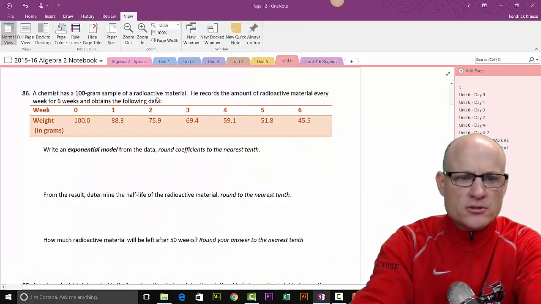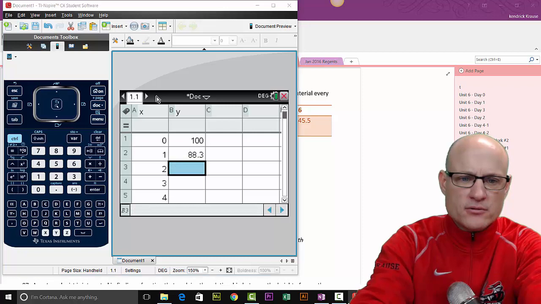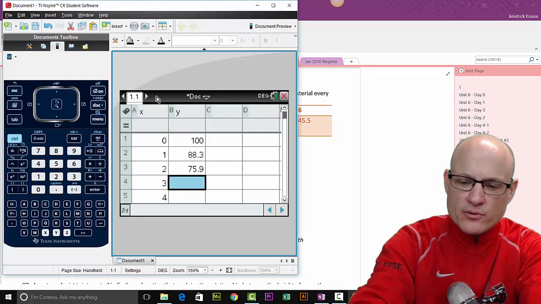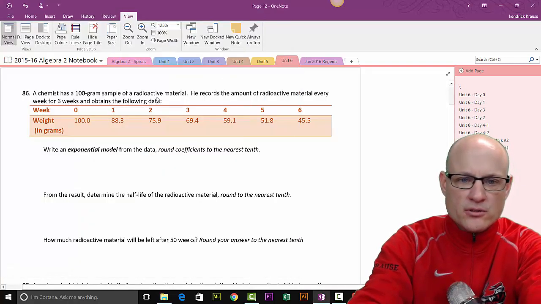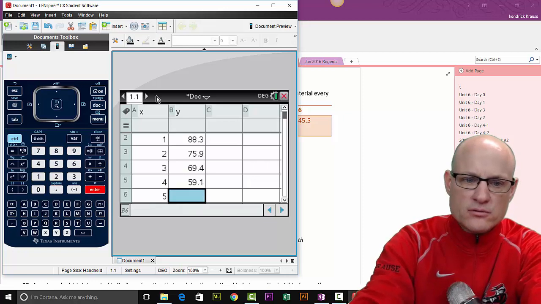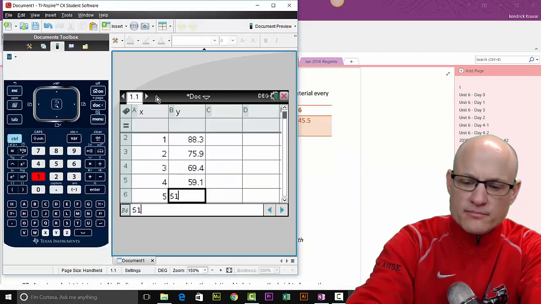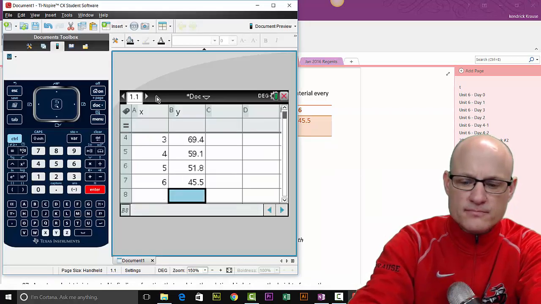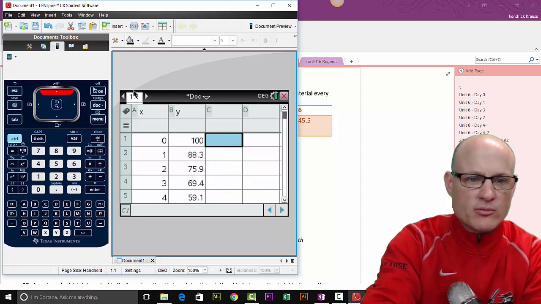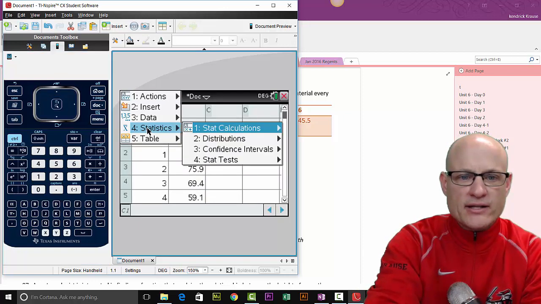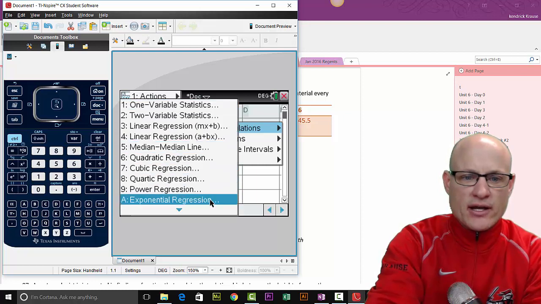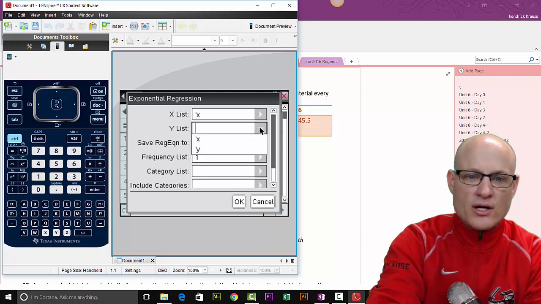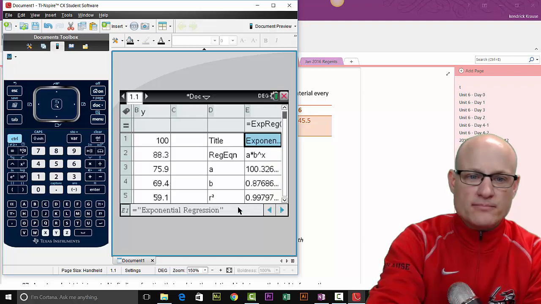100, 88.3, 75.9, 69.4, 59.1, 51.8, 45.5. Then we're going to do exponential regression. So we come over here, we go menu, stats, stat calculations, and exponential regression. We choose X, we choose Y, and we click OK.